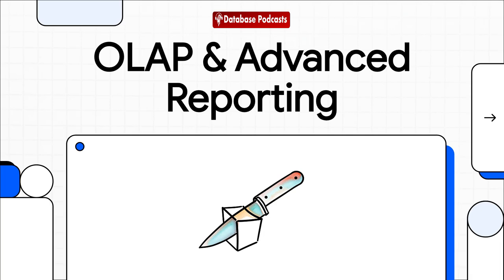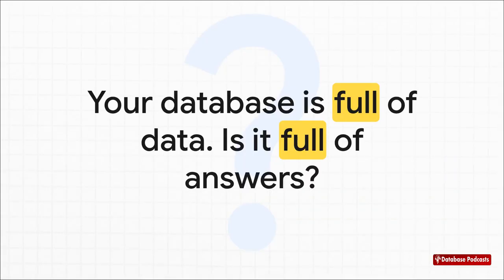All right, today we're jumping into something called online analytical processing, or OLAP. We're going to see how it's the key to turning all that raw data you have into some seriously powerful reports and insights. So, let's be real. Your database, it's jam-packed with information, right? Every sale, every customer interaction, every single click.